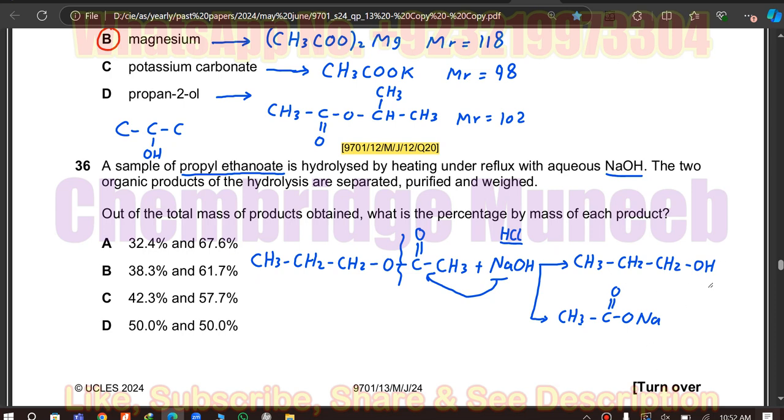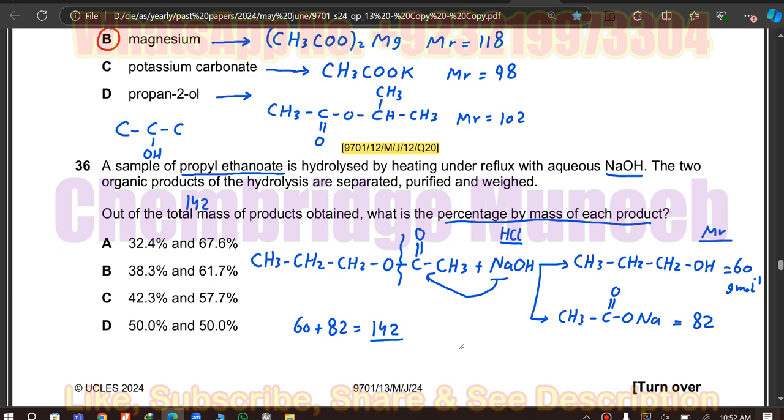So we need to calculate the Mr values. The Mr value of this compound, the propanol, will come out to be 60 grams per mole. And the sodium salt of the ethanoic acid will be 82. You can calculate on your calculator. Now we need to add them together. 60 plus 82 will give you 142. Now that's the mass of both products combined. Since we have to find the percentage by mass of each product, the total mass will be 142.